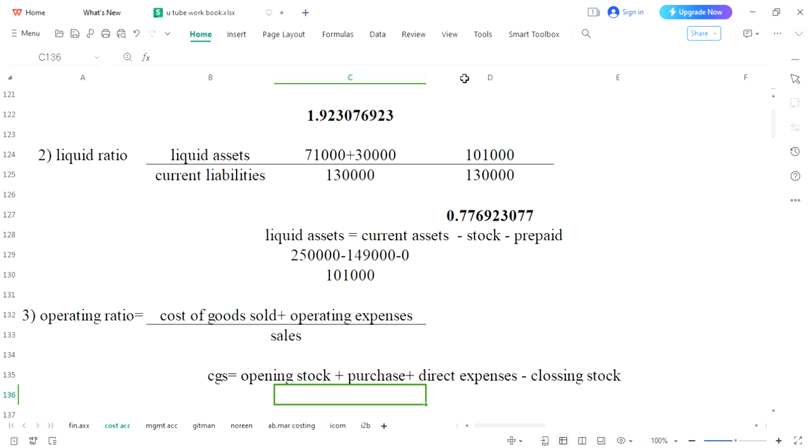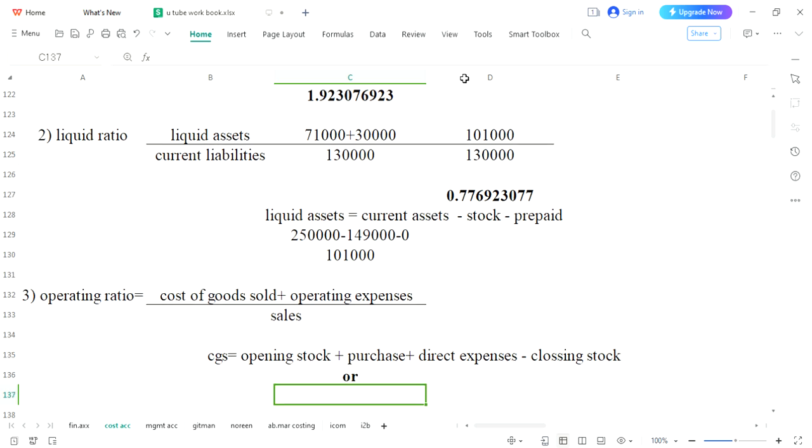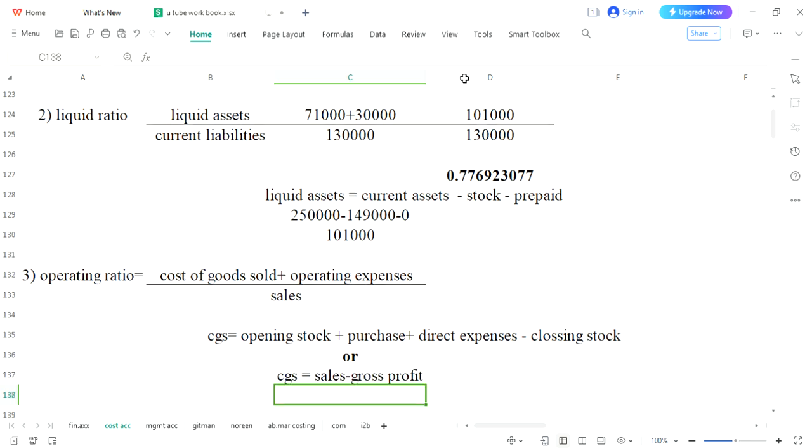This is the first way to calculate it. And here we can use another formula for cost of goods sold, which we have already discussed during the lecture. CGS can be calculated by taking your sales and subtracting gross profit. These are the two formulas with which you can calculate cost of goods sold. In both ways, you will get the same answer.